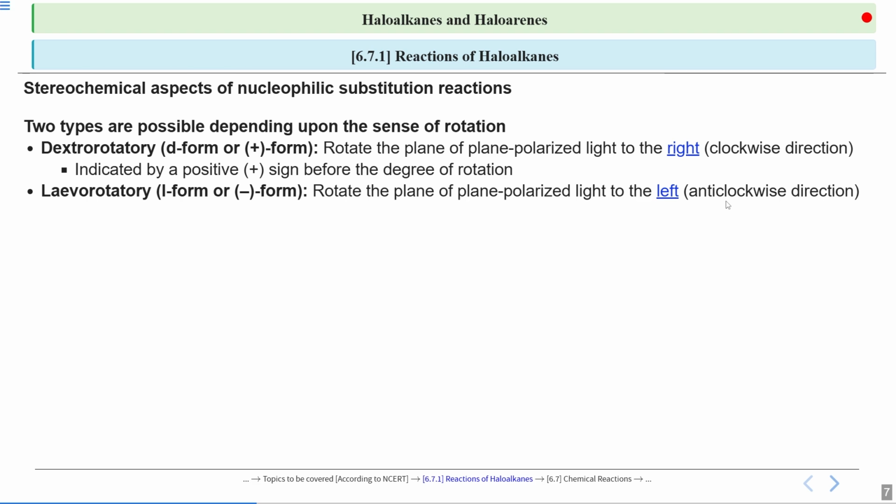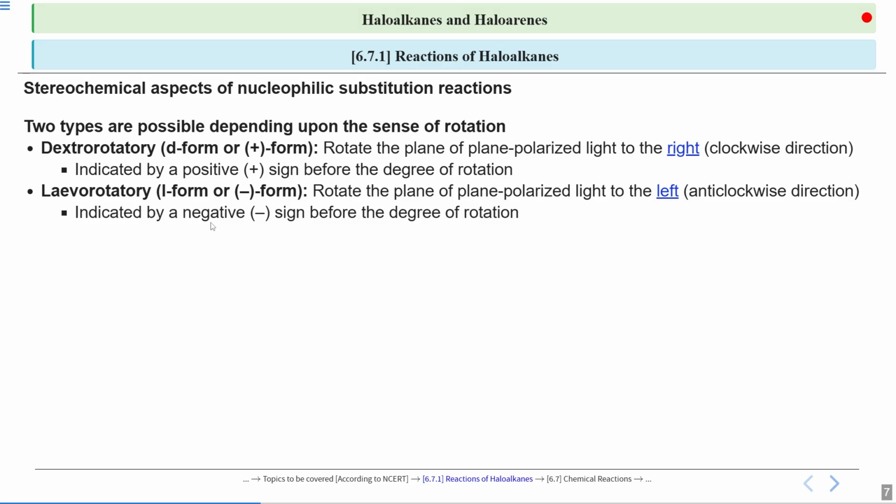Anti-clockwise means the direction opposite to the one in which a clock moves. That means from 12 you go to 11, then 10 o'clock, and then 9 o'clock. That is the anti-clockwise direction. So levorotatory compounds are the ones that rotate the plane into the left direction.